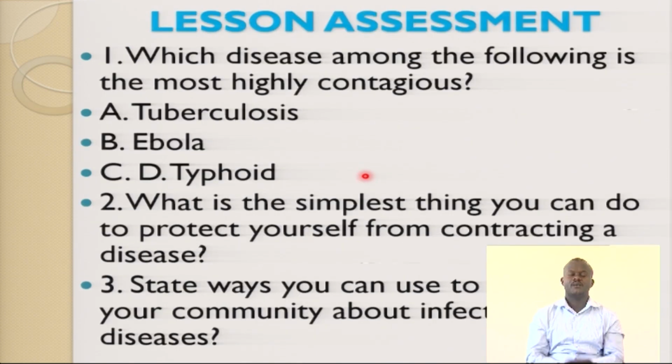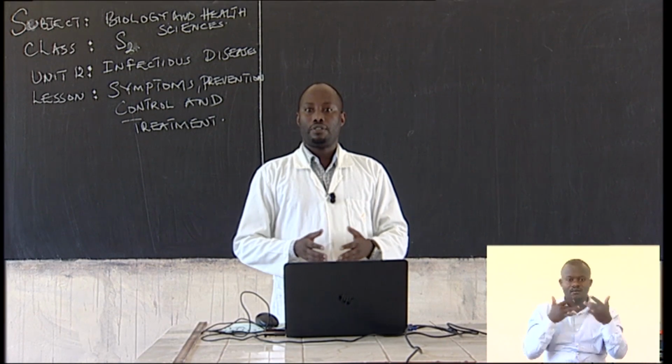So students, we have gone through these three infectious diseases: tuberculosis, Ebola, and typhoid. We are ending the lesson, but we have to test our competence. We have 3 numbers. Number 1, which disease among the following is the most contagious: tuberculosis, Ebola, or typhoid? Go through those questions, and I hope you will understand how these infectious diseases affect our body.